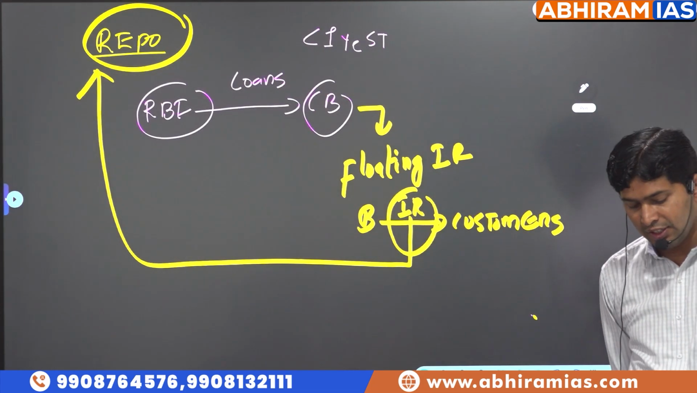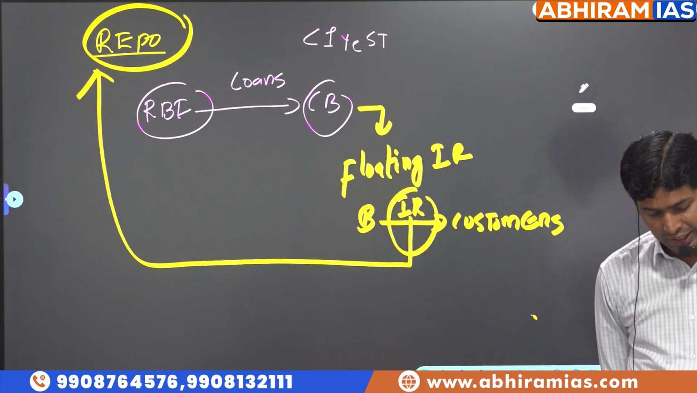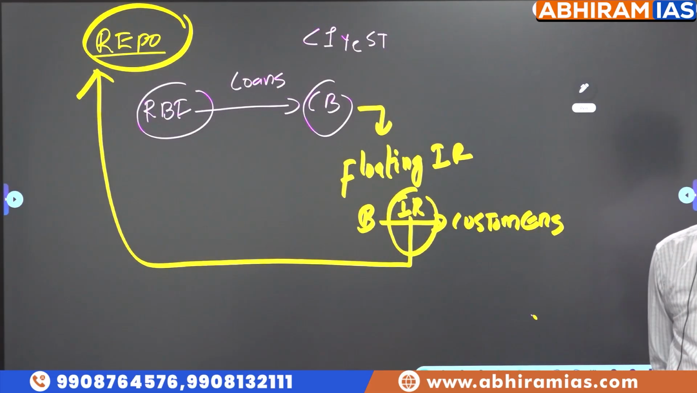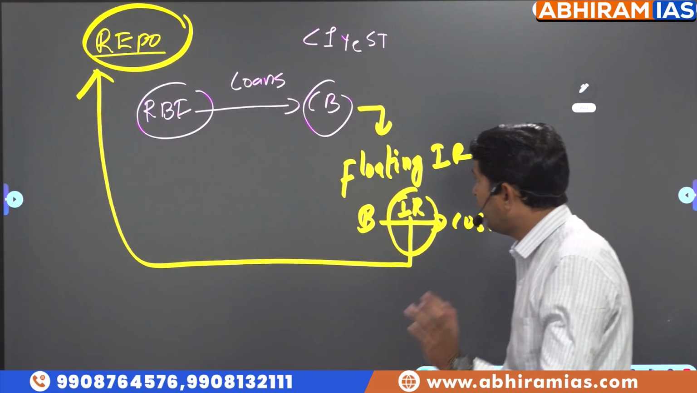Meaning if the repo rate is increased, the interest rate also would increase correspondingly. If the repo rate is decreased, the interest rate also would decrease. This is called the floating interest rate mechanism. How, sir? I will tell you.